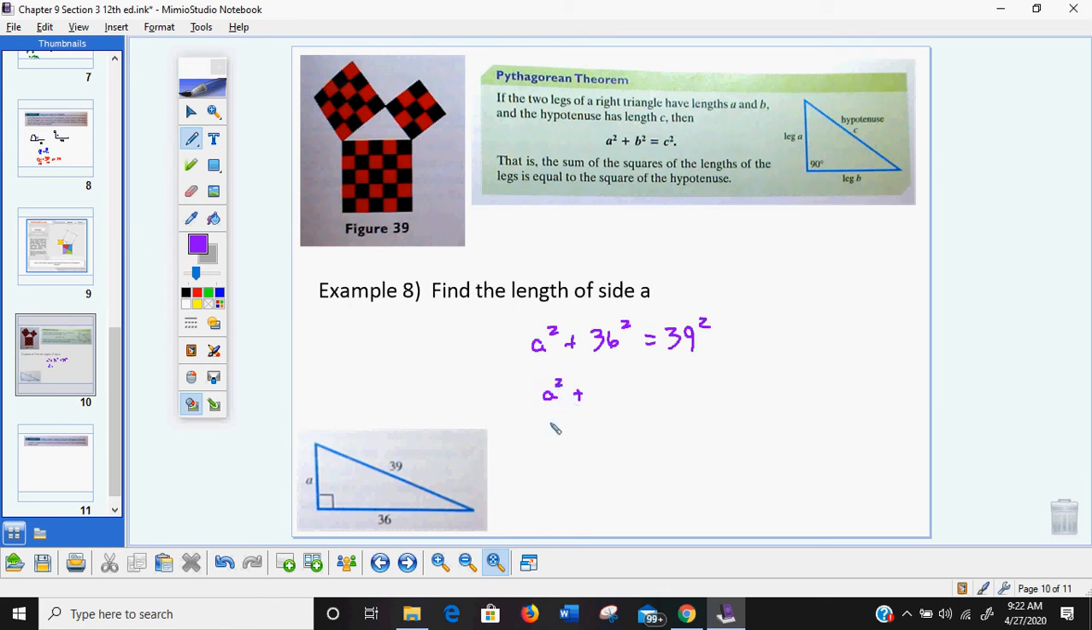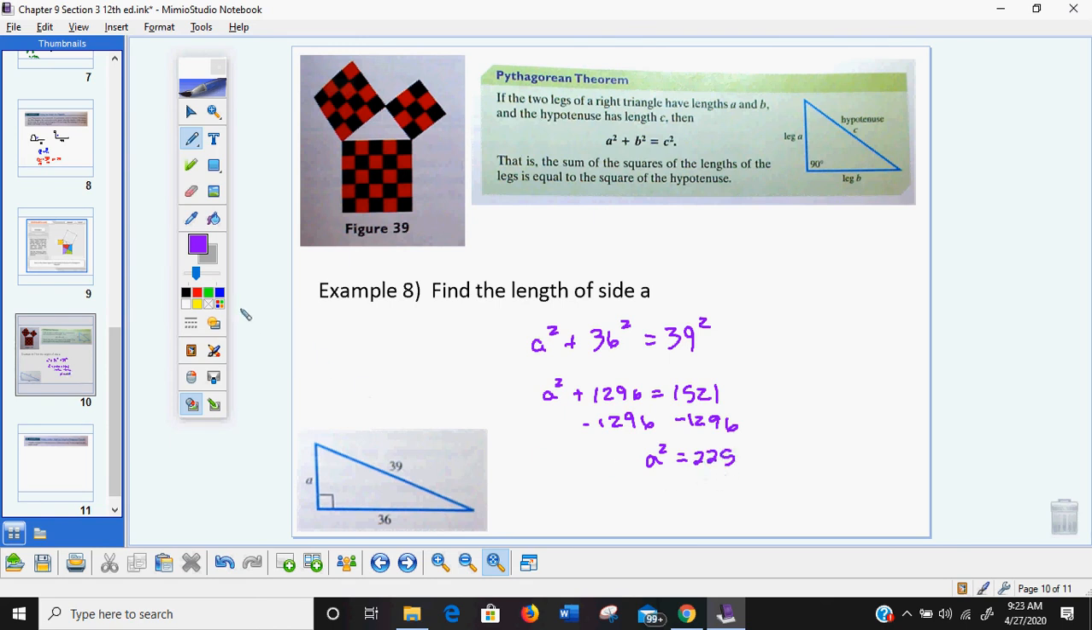A squared plus 36 squared is equal to 1,296. Equals 39 squared, which is 1,521. Subtract your 1,296 from both sides. And then we get A squared is going to be equal to 225.